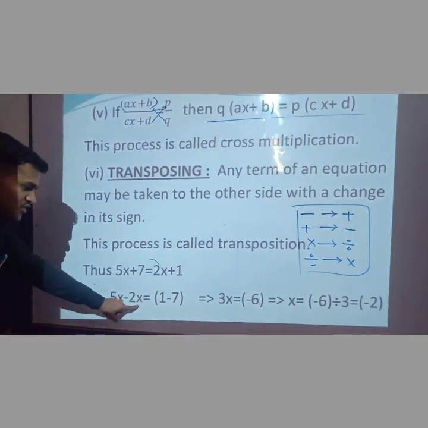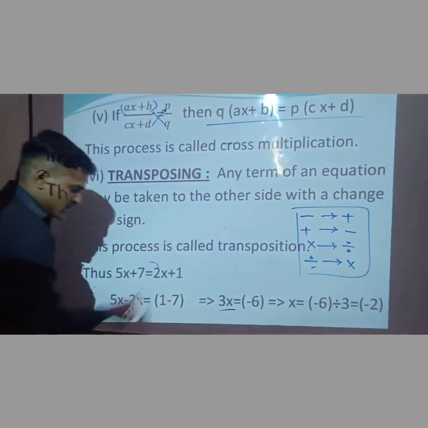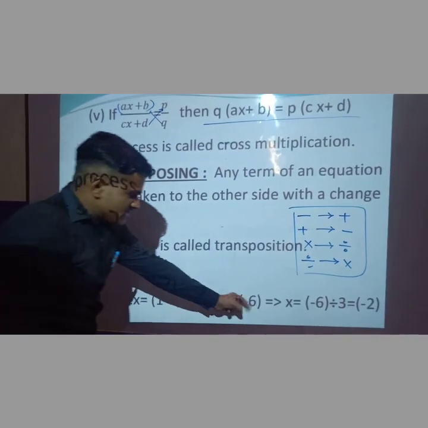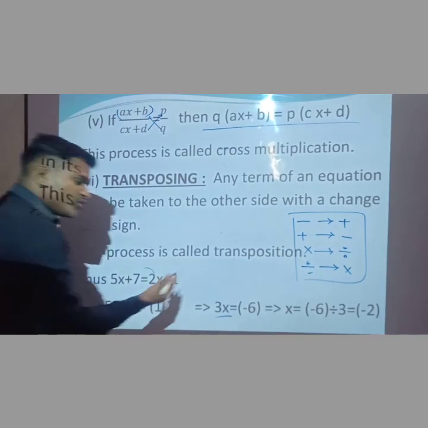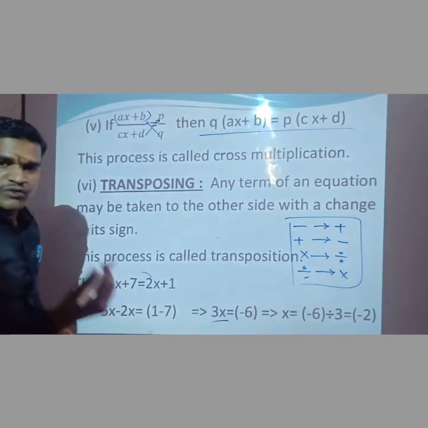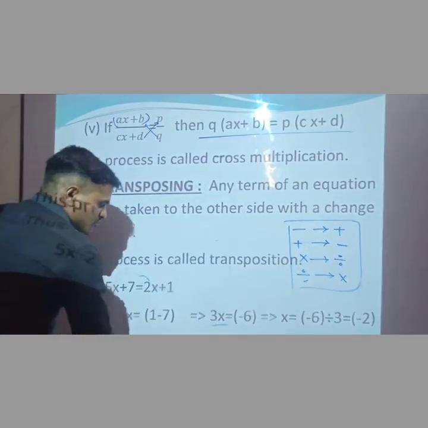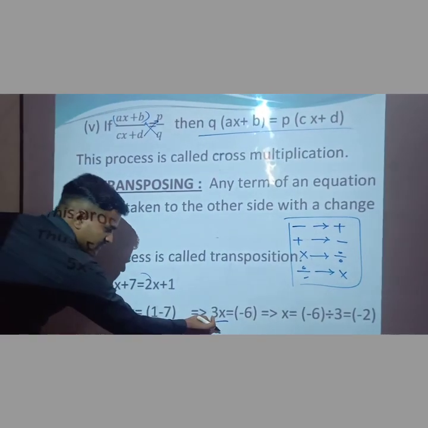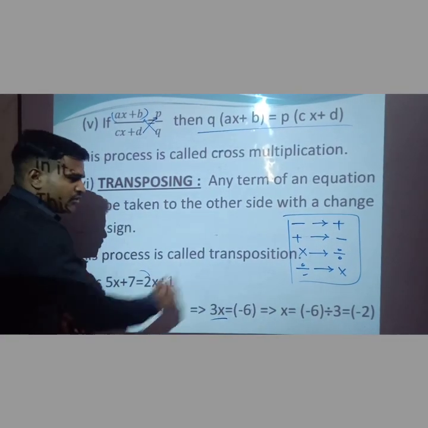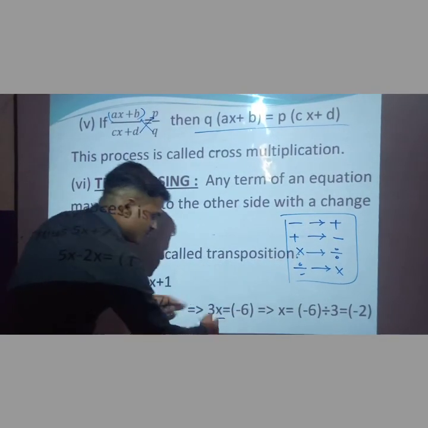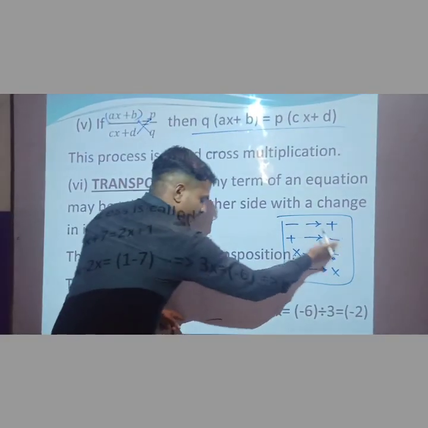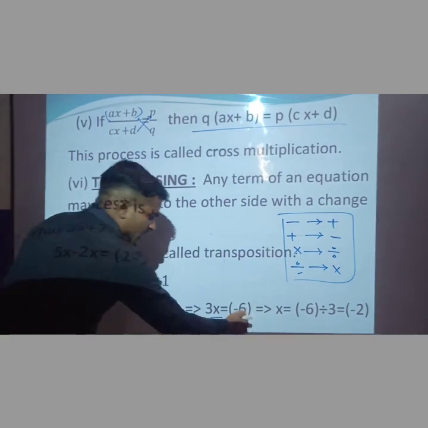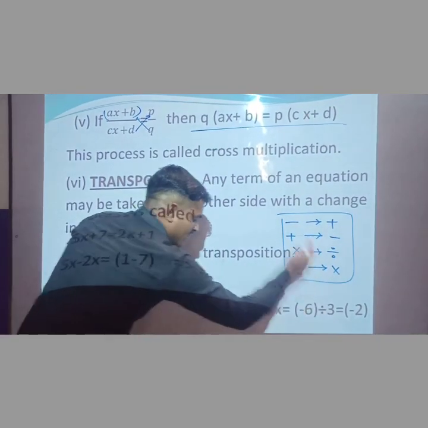So 5x minus 2x is equal to 3x. 1 minus 7, that is minus 6. Yes. 3x is equal to minus 6. But we have to find the value of x. So how do we find the value of x? Here 3 is multiplied with x. When we transpose 3 from left to right, since 3 is multiplied, it will be divided. So we get x is equal to minus 6 divided by 3.